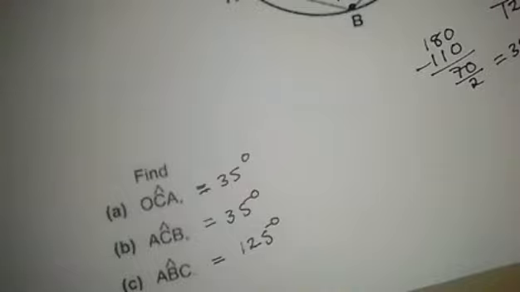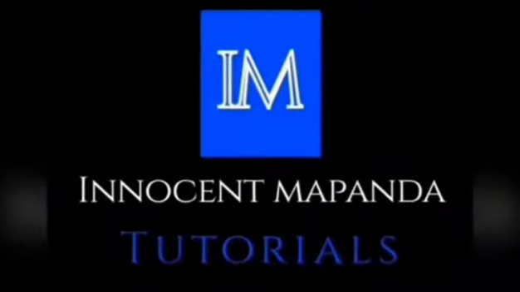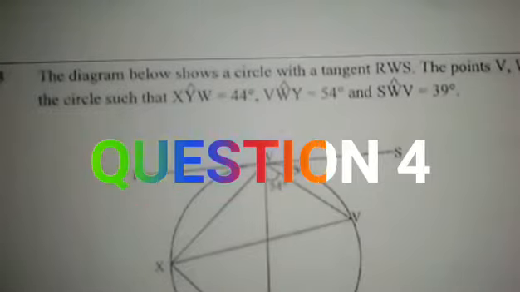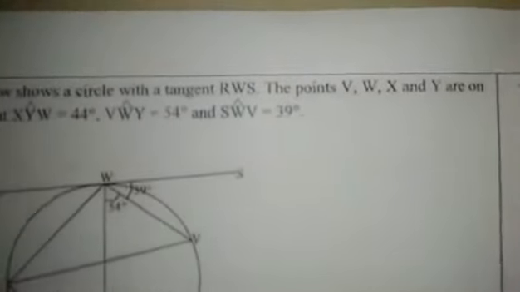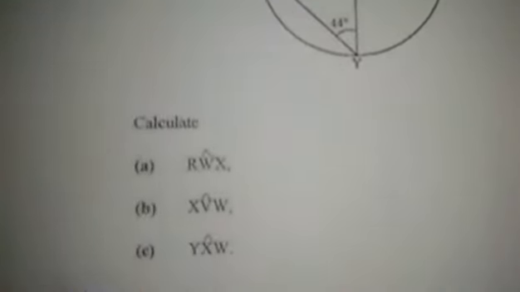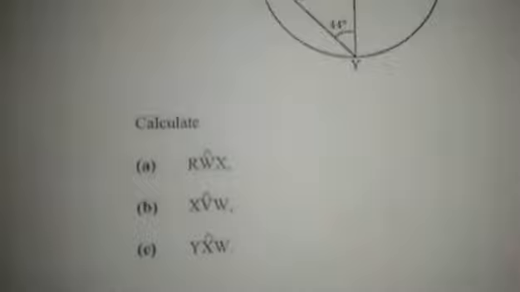So let us move on to the fourth question. The diagram below shows a circle with a tangent RWS. The points V, W, X, and Y are on the circle such that XYW is equal to 44 degrees, VWY is equal to 54 degrees. What are the questions? RWX is the first question. XVW is the next question. Then the last question is YXW.